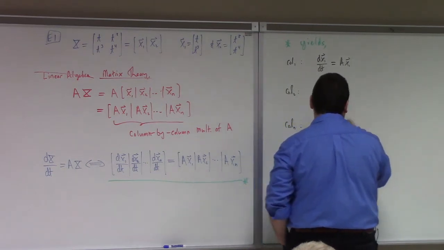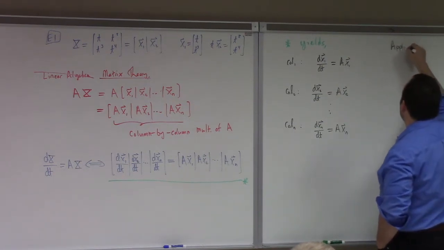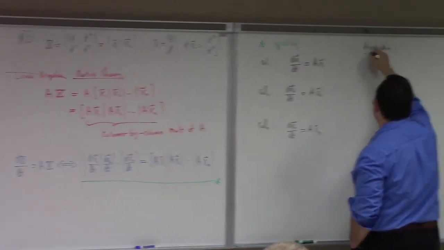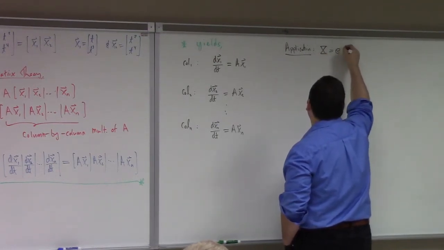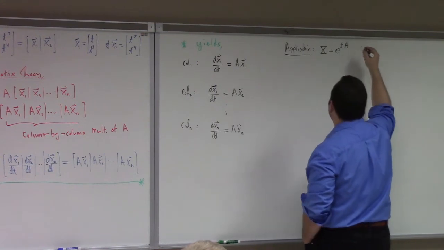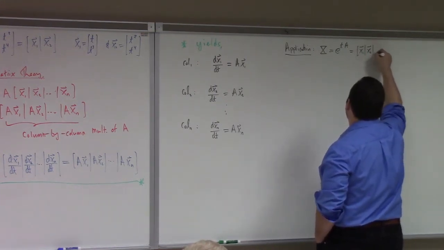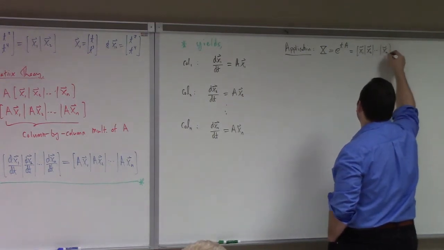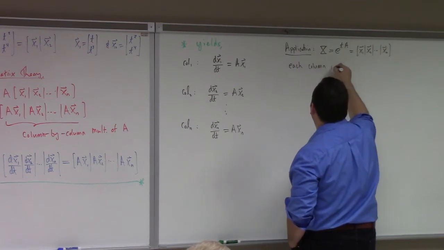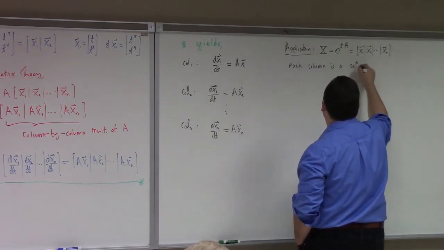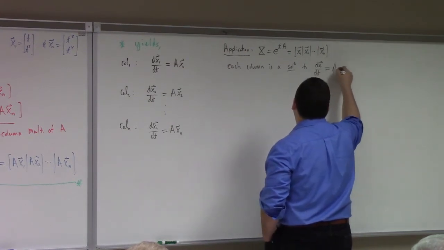So the application of this discussion is that if I look at X equals e to the tA, right? And if I think about that being x1, x2, through xn, then each column is what? Each column is a solution to dX/dt equals AX.